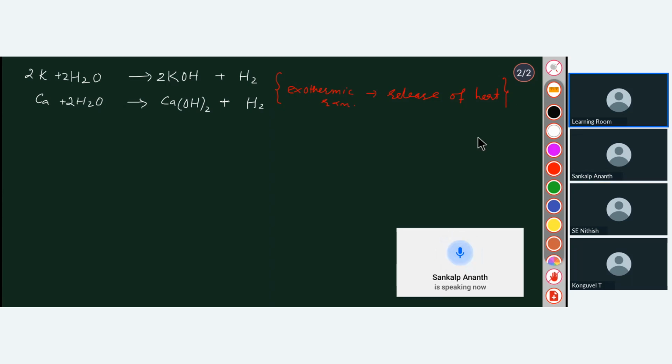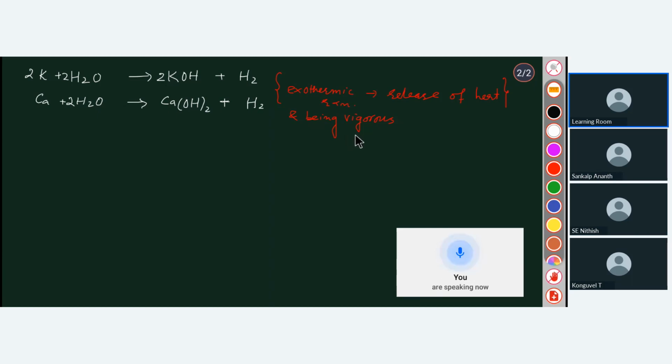So what happens when the reaction is very much vigorous and highly exothermic? The hydrogen gas which is evolved here catches fire. So what about if we use normal or hot water, the fire will be more vigorous? Exactly. Why not? That's why they are just reacting with the cold water.